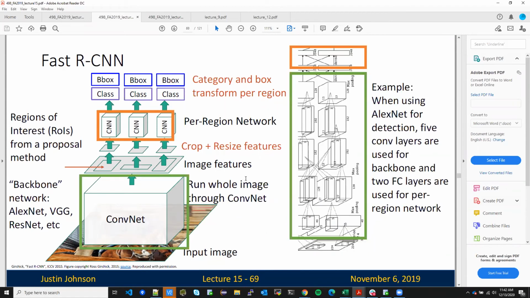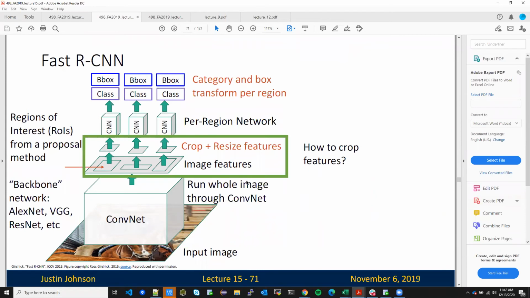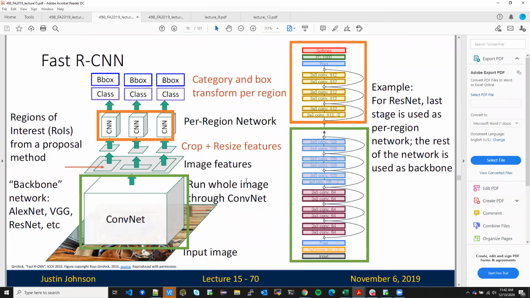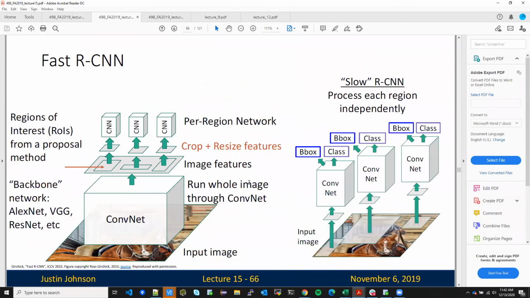Sorry, does he refer to that as a switch between fast RCNN and RCNN? Does he explicitly say that you apply the convnet right at the beginning, and that's a switch from slow RCNN? Yeah, so basically that's what he compares.